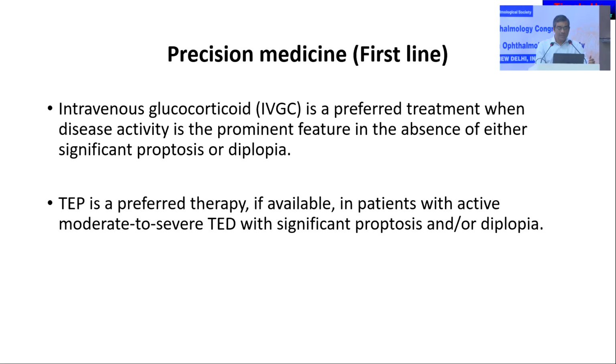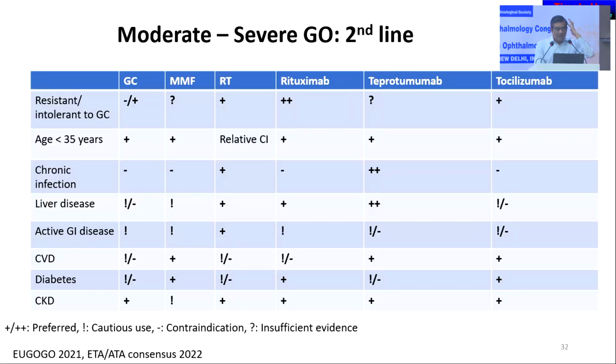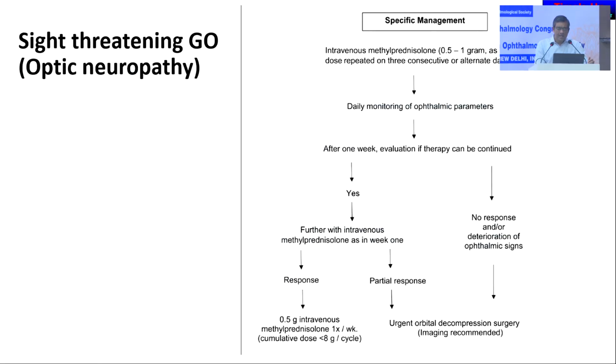So it is better to pick patients early, preferably within 9 months of presentation, and treat them to decrease the side effects. This is just a chart; one has to consider a lot of conditions before deciding on any particular therapy as second line. Now, just a slide on sight-threatening Graves orbitopathy.